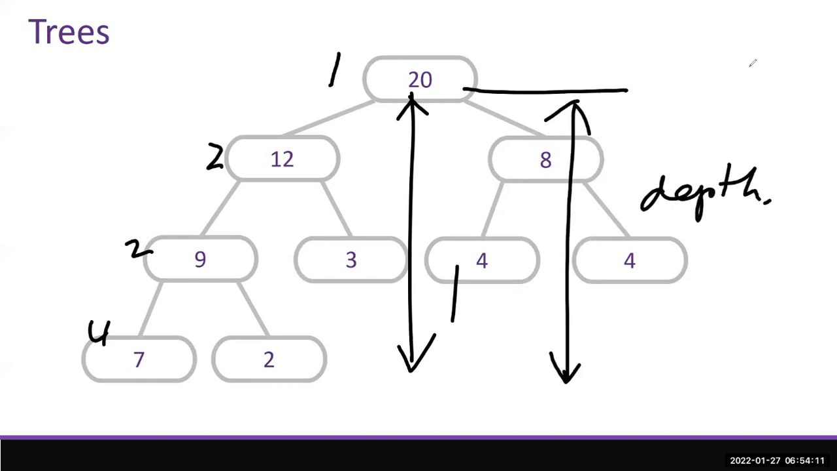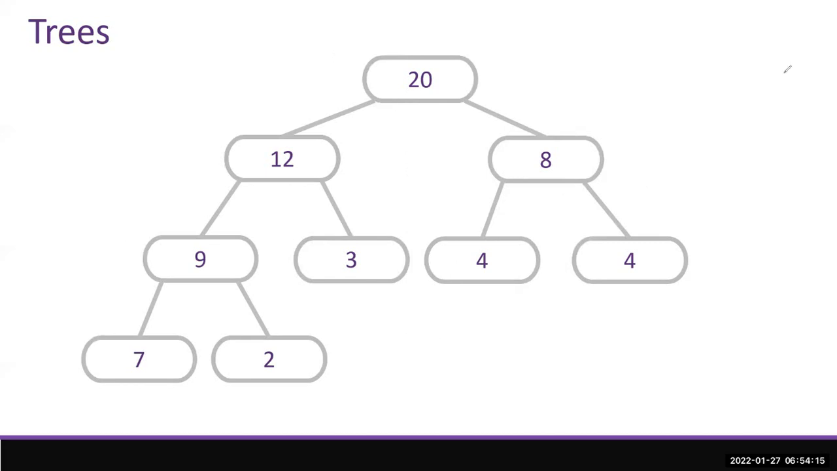How many labels you have, that's called the depth of the tree. And you may have a total number of 1, 2, 3, 4, 5, 6, 7, 8, 9 nodes. That can be the size of the tree. Okay. So these are basic terminology for a tree.